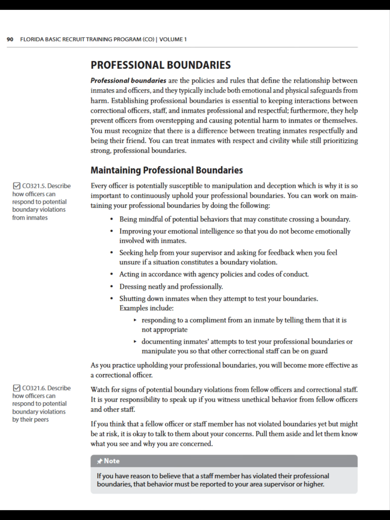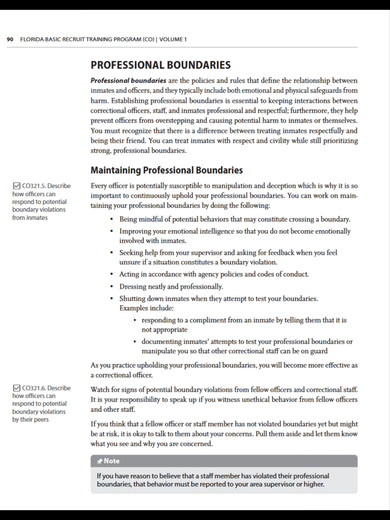acting in accordance with agency policies and codes of conduct, dressing neatly and professionally, shutting down inmates when they attempt to test your boundaries. Examples include responding to a compliment from an inmate by telling them that it is not appropriate, documenting inmates' attempts to test your professional boundaries or manipulate you so that other correctional staff can be on guard. As you practice upholding your professional boundaries, you will become more effective as a correctional officer.